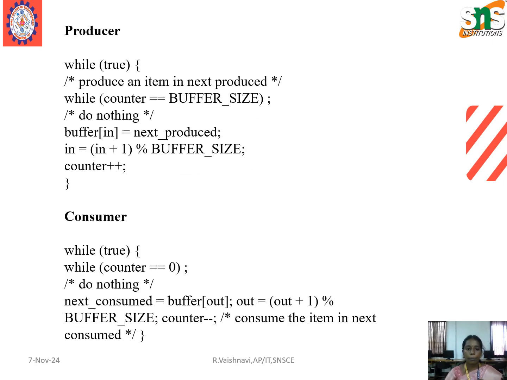Here we have the code for the producer and consumer problem. First one is a while loop. Here the condition is true, that is while counter is equal to buffer size, buffer in is equal to next produced, and in is equal to in plus 1. Here we use the increment of the counter, counter plus plus, for the producer. For the consumer, while counter is equal to 0, we use the buffer out, and out is equal to out plus 1, and counter minus minus. Here for the consumer we use the decrement.